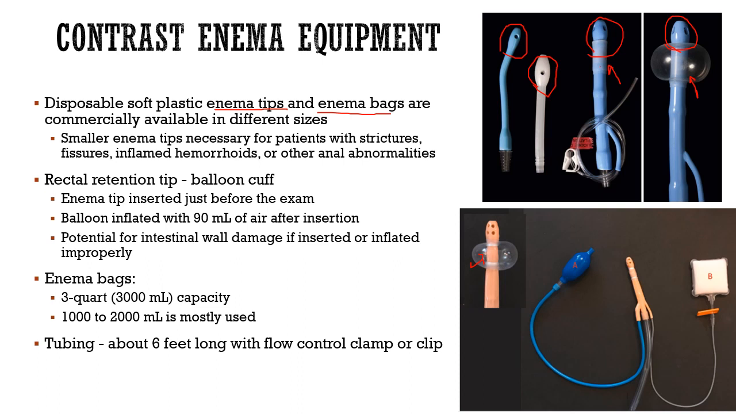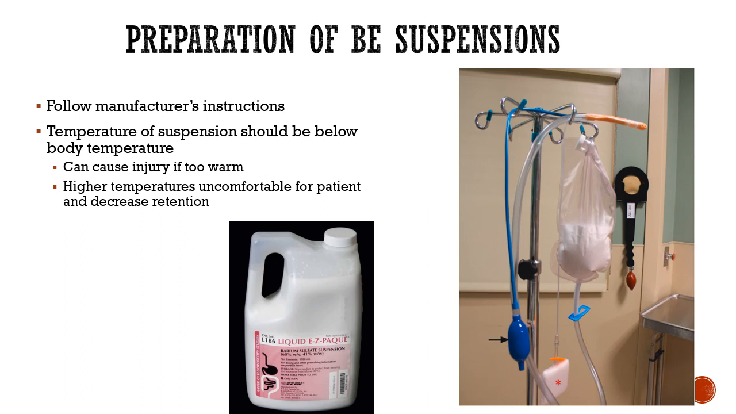Enema bags themselves have a 3-quart or 3,000 milliliter capacity. 1,000 to 2,000 milliliters is mostly used. And then we have the tubing to which these enema tips are connected, and that's about 6 feet long, and they have a flow control clamp or clip. And so that's what's shown here, this tubing in this picture.